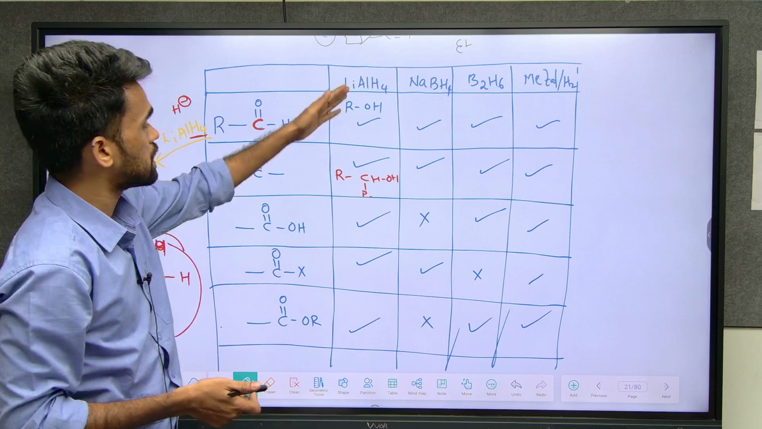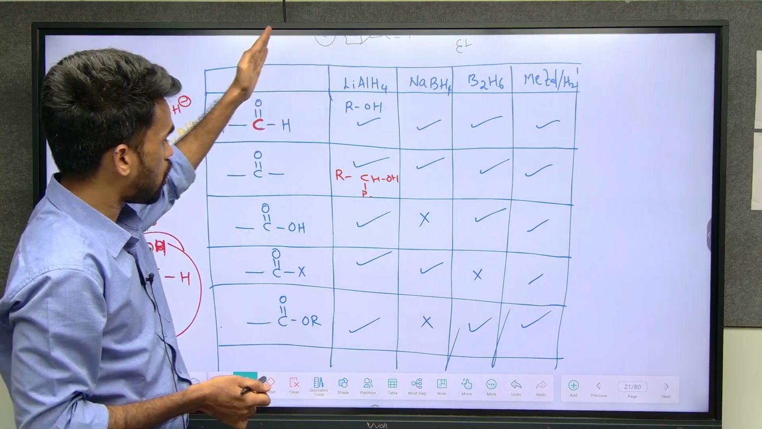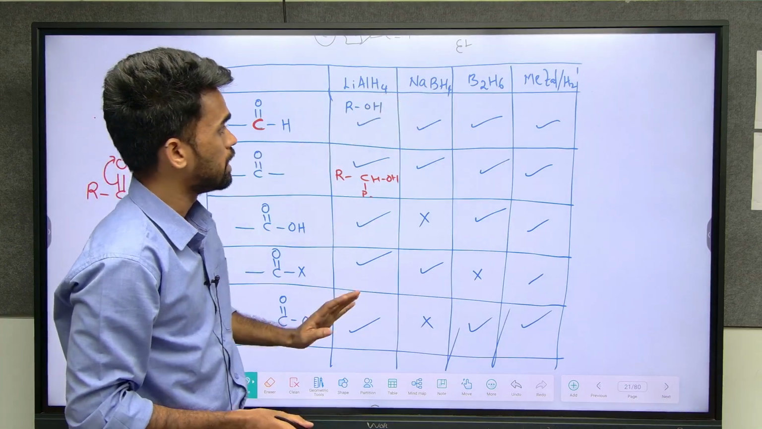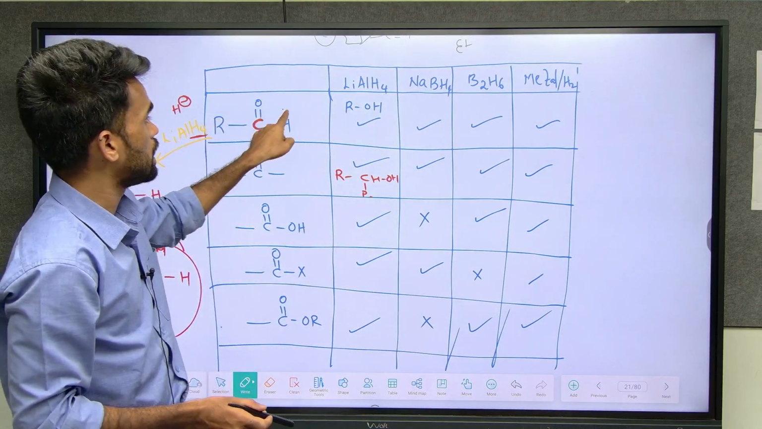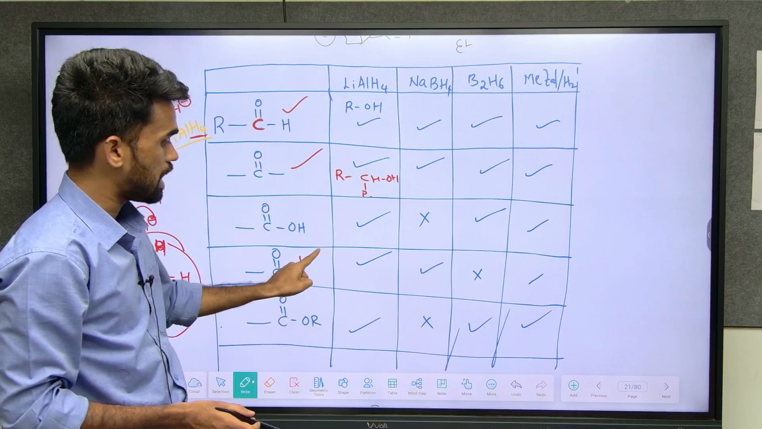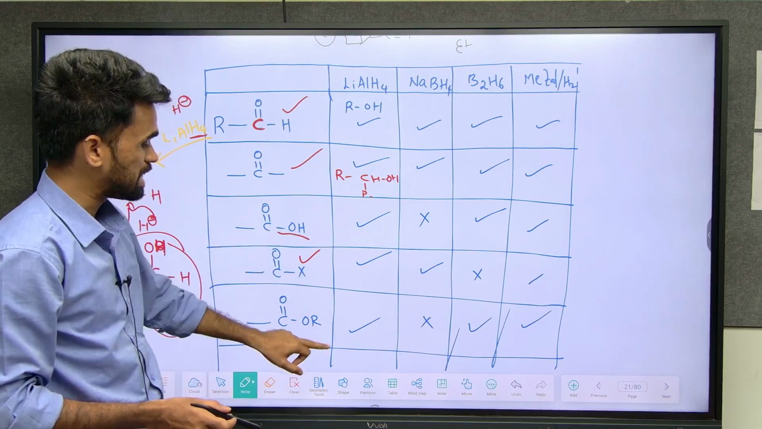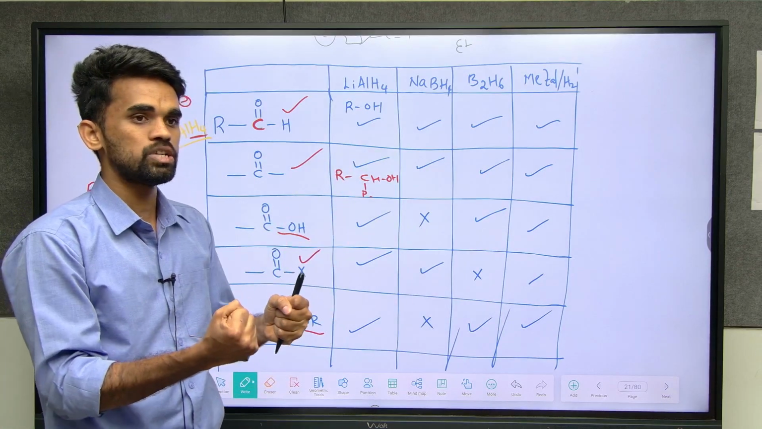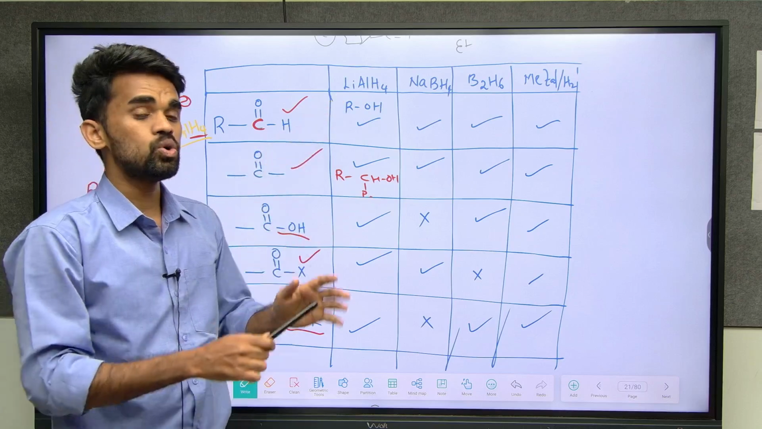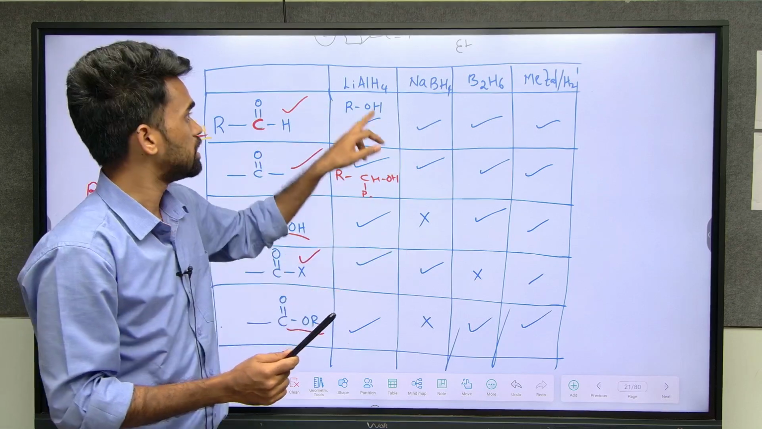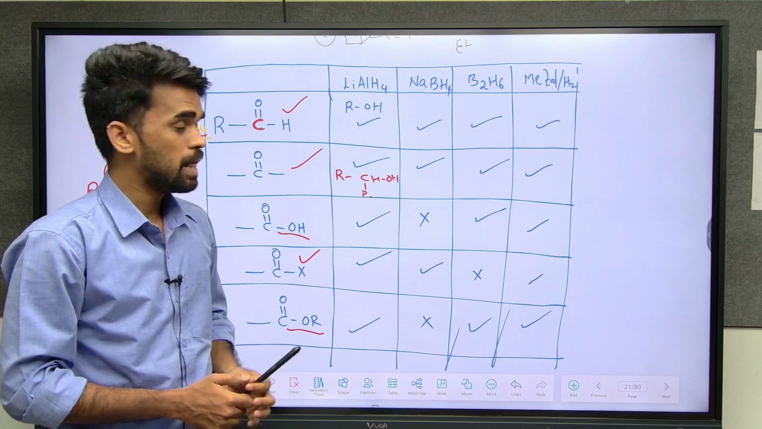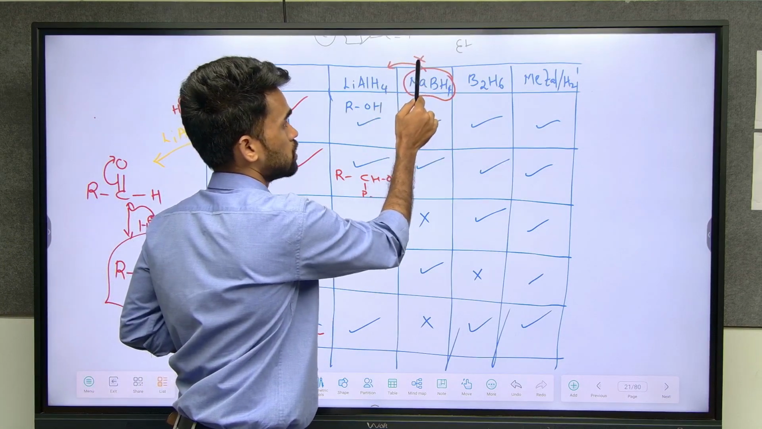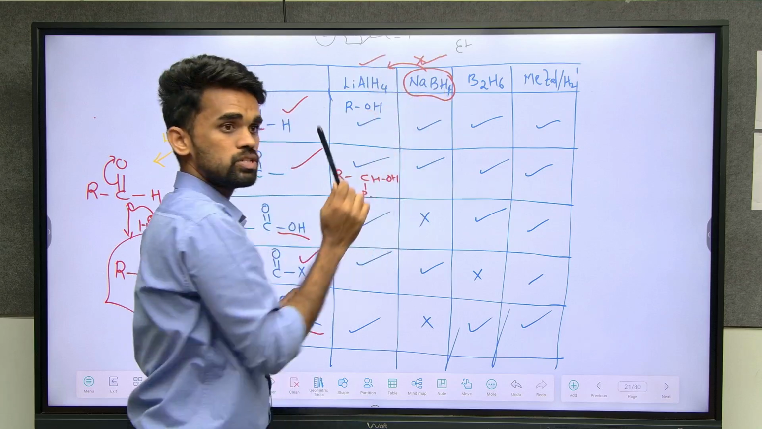Now if you see, this lithium aluminium hydride is able to reduce all these compounds into the respective alcohols. But when it comes to sodium borohydride, it only reduces aldehydes, ketones and acid halides, but not carboxylic acids, and not esters. It means who has more reducing power? Lithium aluminium hydride. So it is the stronger reducing agent. NaBH4 is also a reducing agent, but relatively weaker. So this is a weak reducing agent, this is a strong reducing agent, you can remember.